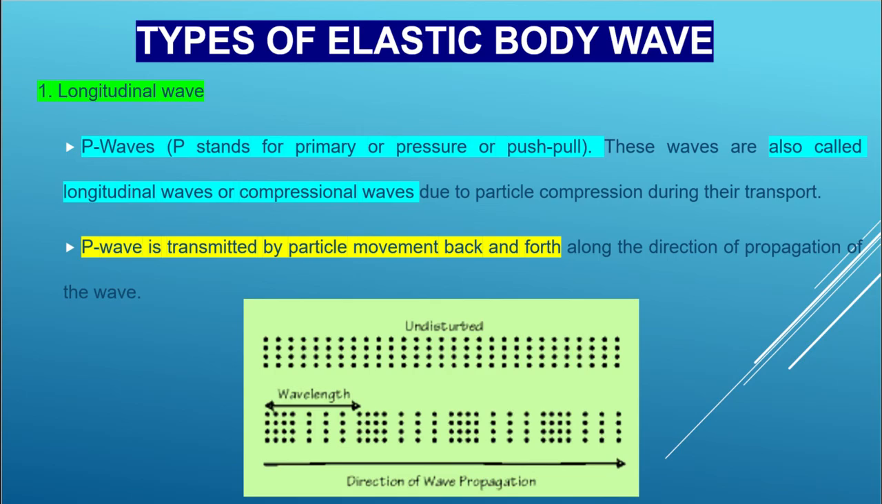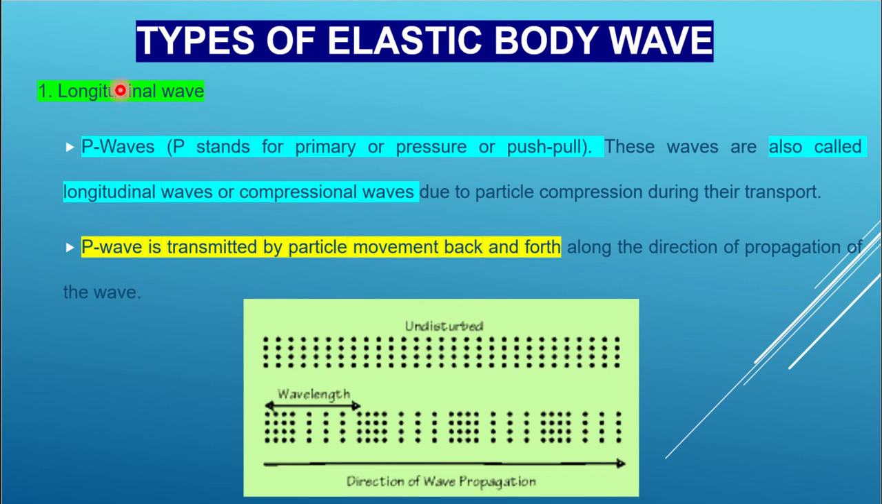There are two different types. This is actually an important question. One question you can expect from this topic is, what are the different types of elastic body waves? Explain, maybe for 6 marks. Or explain the following waves: P wave and S wave. If you know that, you can write it.